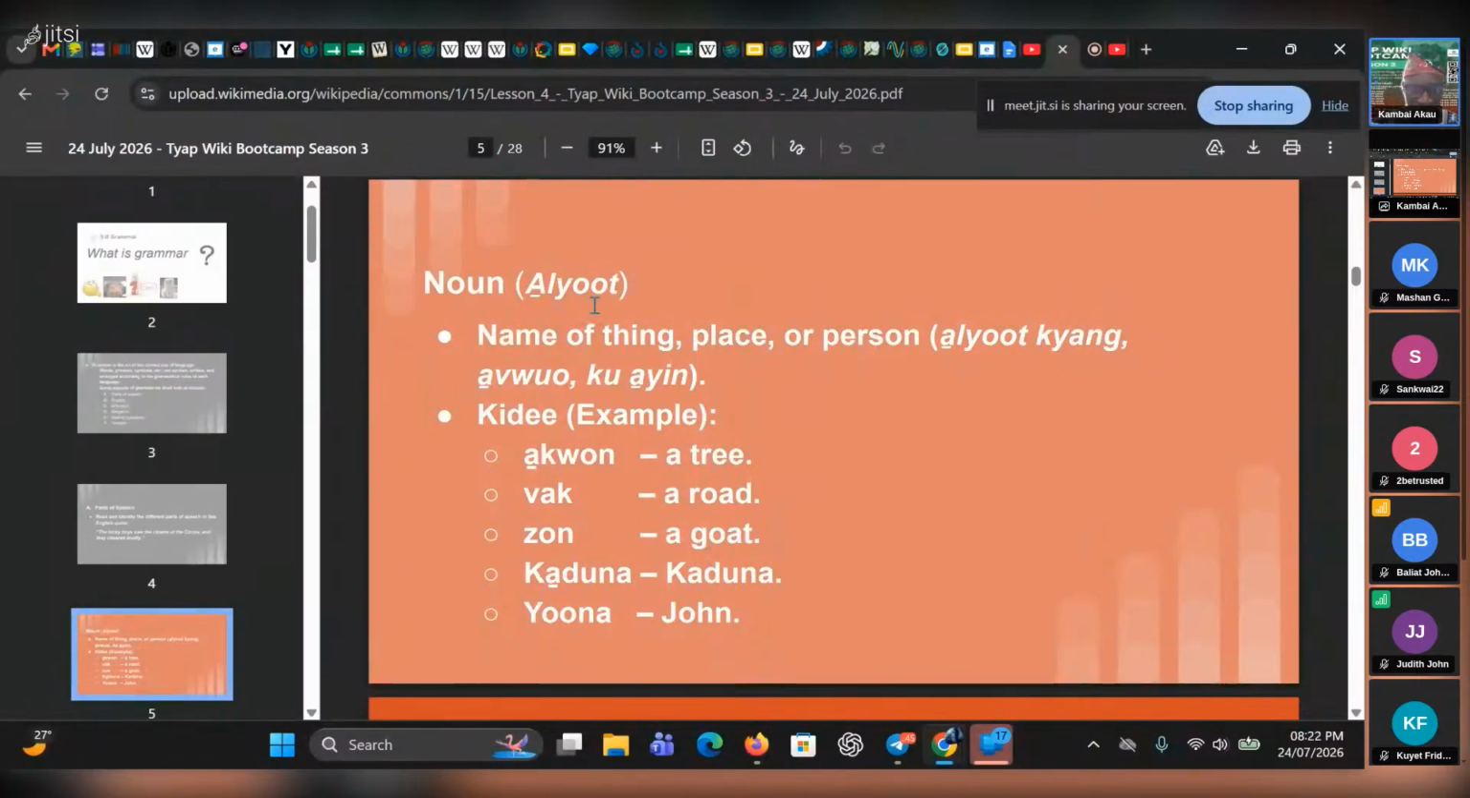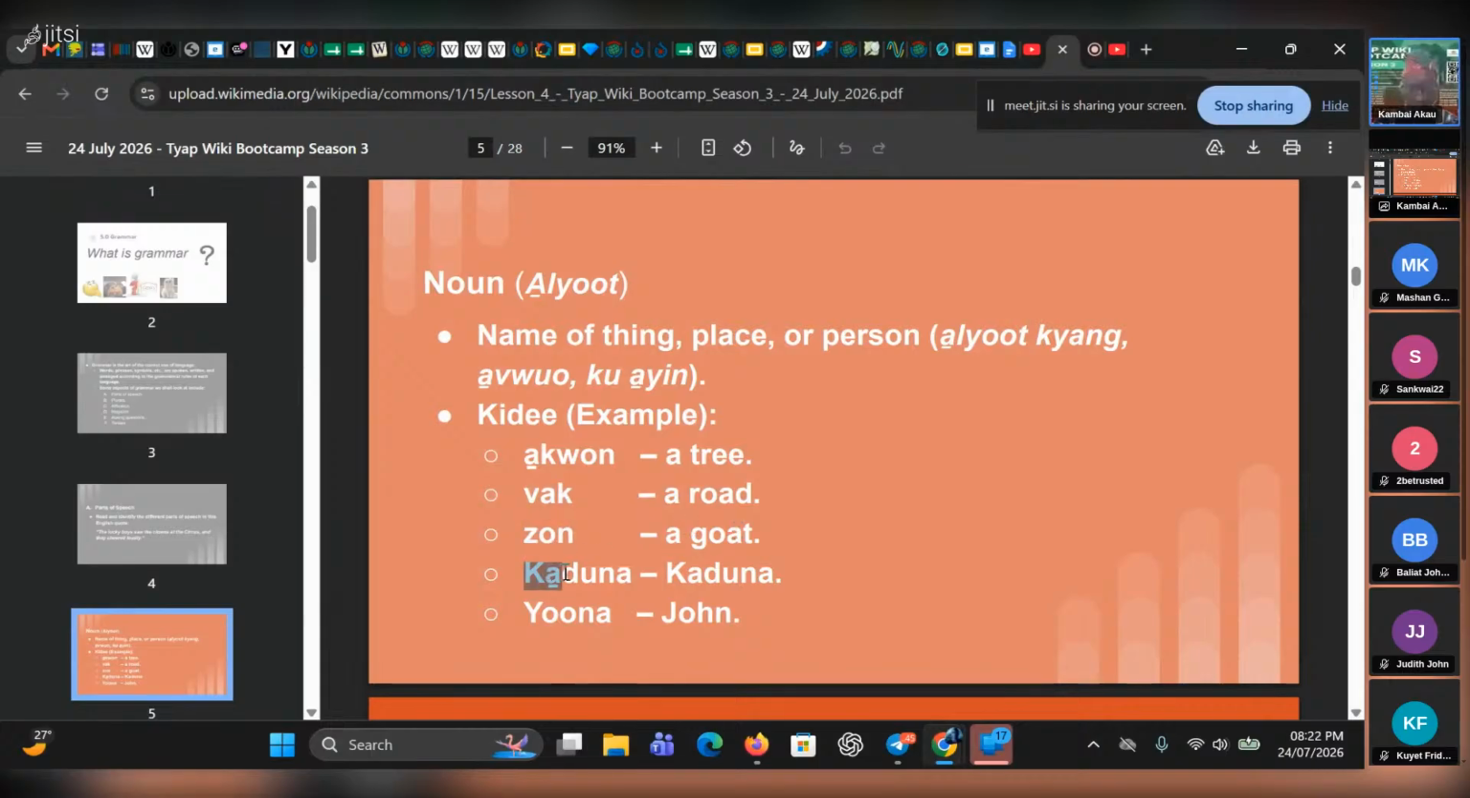So Aliotkan, that's the name of a thing. Aliodovo, that's the name of a place, and then Aliodoyin, that's the name of a person. And then we have Kide, which are examples. We have Okwen, you can see, you can touch a tree. Vak, you can see, you can touch a road. John, you can see, you can touch a goat.